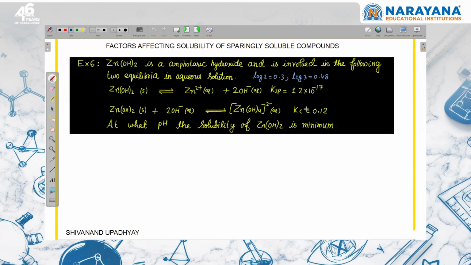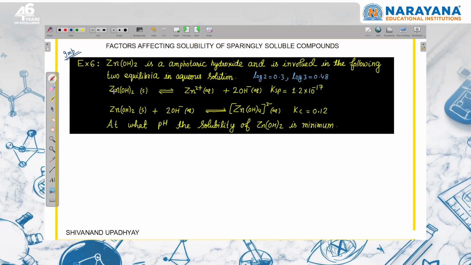Now this is an important point. This is very important. ये JEE advance में आ सकता है इस तरह का question. So let us discuss this question. Zinc hydroxide is an amphoteric hydroxide and it is involved in the following two equilibria in aqueous solution. Zinc hydroxide is sparingly soluble, it will form Zn2+ and 2 times OH-. But if NaOH, a strong base, is added to the system, because this is amphoteric, it will react with the strong base to form this complex.